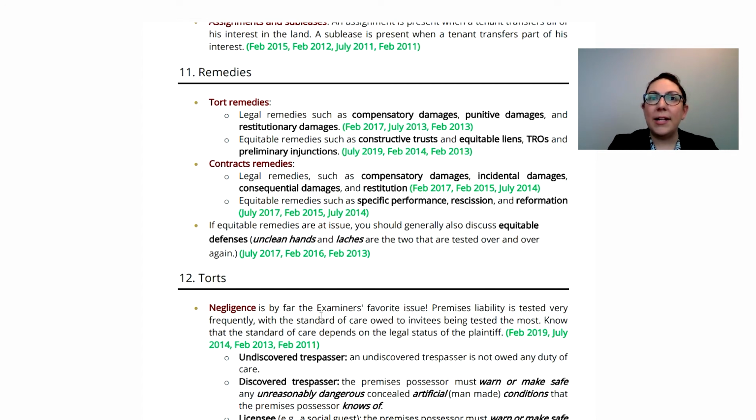So if they're suing in tort, they may recover legal remedies or money damages. And this could be compensatory damages, punitive damages, restitution damages. They may also seek equitable remedies, such as a constructive trust, an equitable lien, a TRO, a preliminary injunction. So it's a good idea to have this kind of list ready to go in your head of all the possible remedies you may have to discuss. If they do test equitable remedies, it's often a good idea to discuss equitable defenses. They may or may not be applicable, but you probably want to include at least a brief discussion of them at the end of your essay.